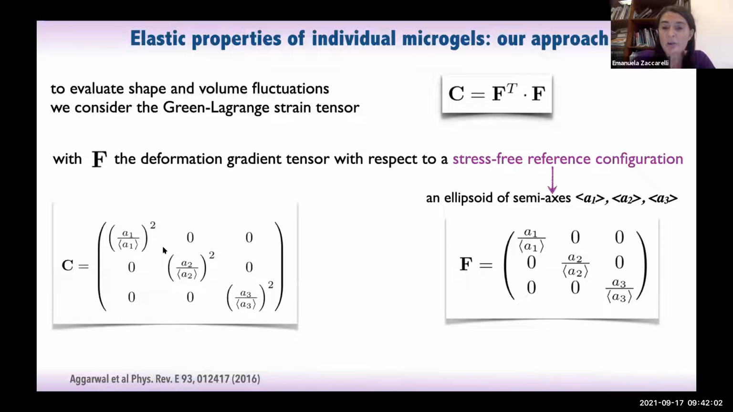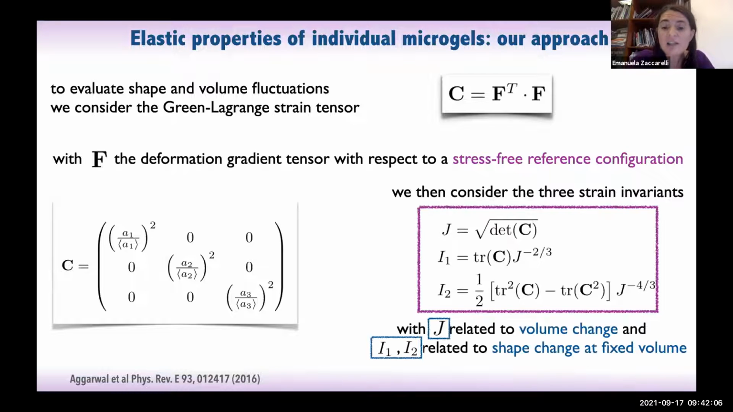With this, you can calculate the Green-Lagrange strain tensor, and in elasticity theory it is well known that there are key strain invariants of this tensor. We call them J, I1 and I2. J is related to the volume change, so it will be related to the bulk modulus, while I1 and I2 are related to the shape change of the microgel at fixed volume. So this method is generic. Now we are applying it to microgel.